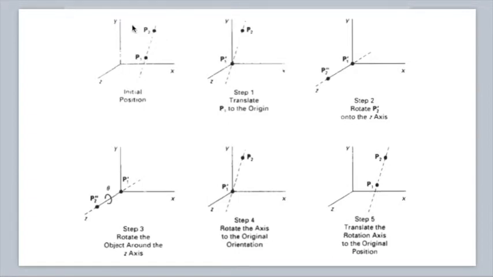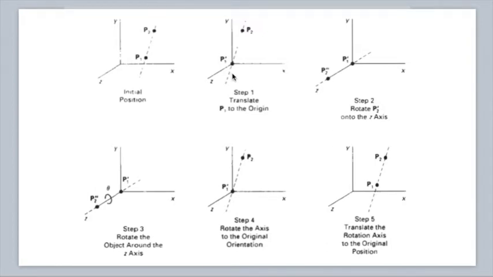Correspondingly, P2 also will be moved. So the new P1 will be P1 dash, and this is P2 dash. So that is step 1. Translate the axis to the origin so that the axis passes through the origin.